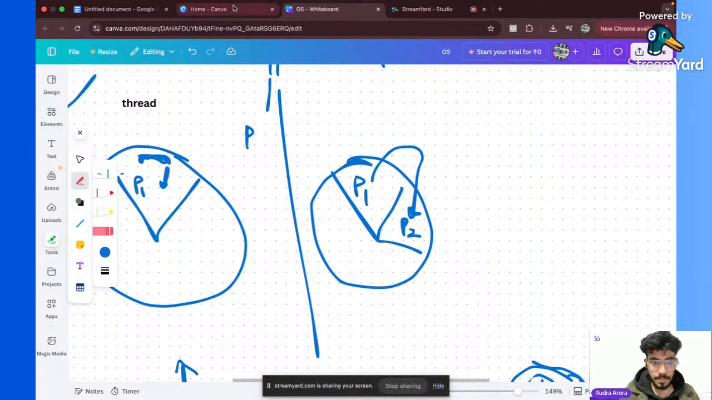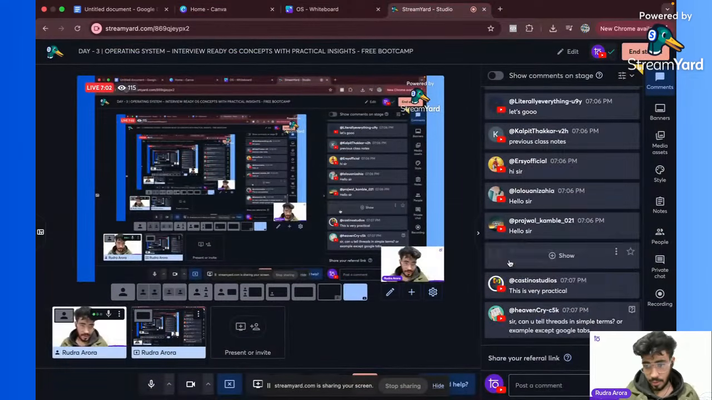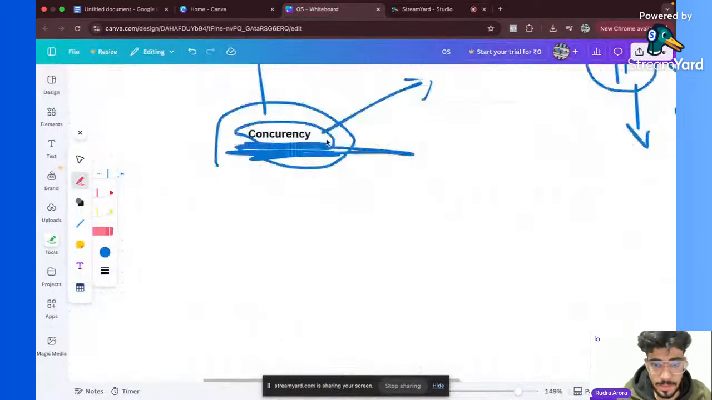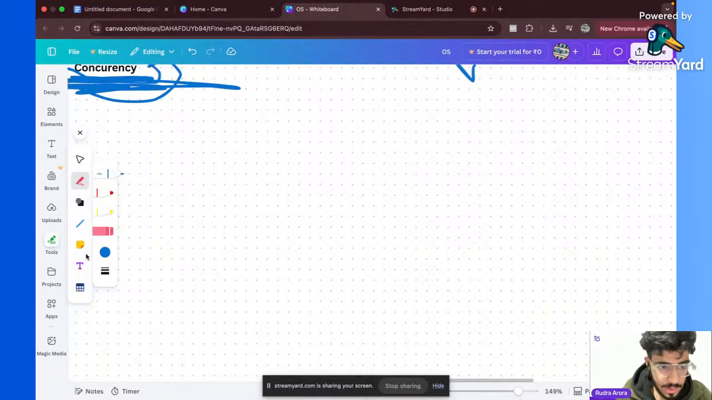Okay, so let me just see if there is any doubt. Can you explain threads in simple terms? Let me think of a good example, like opening a Word file. But for the simple definition, what is this?